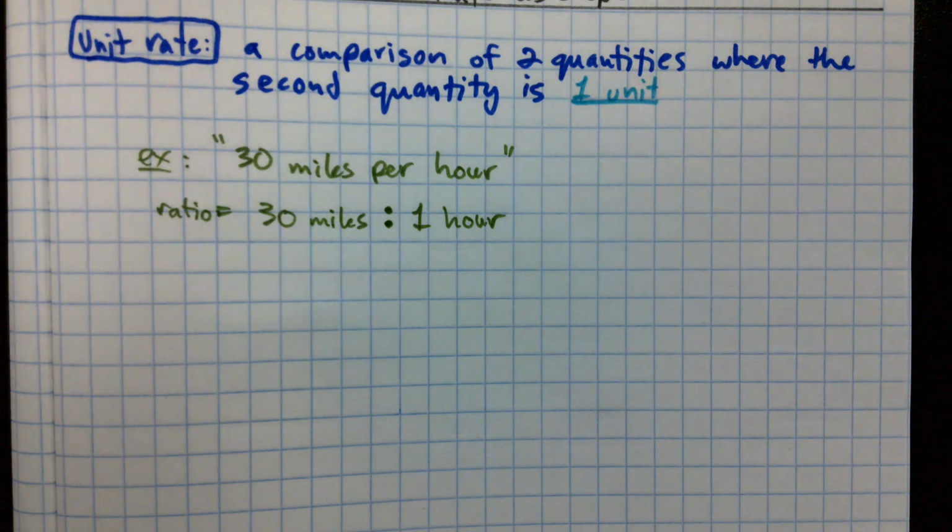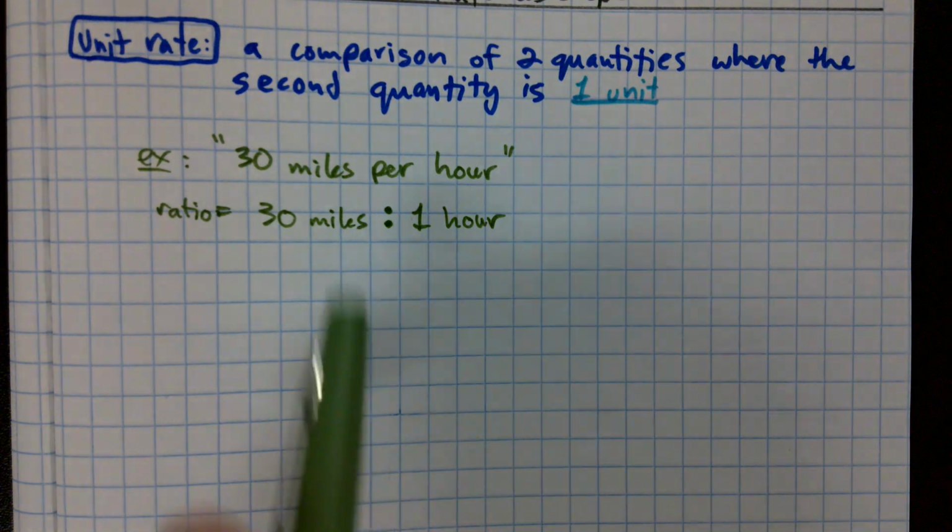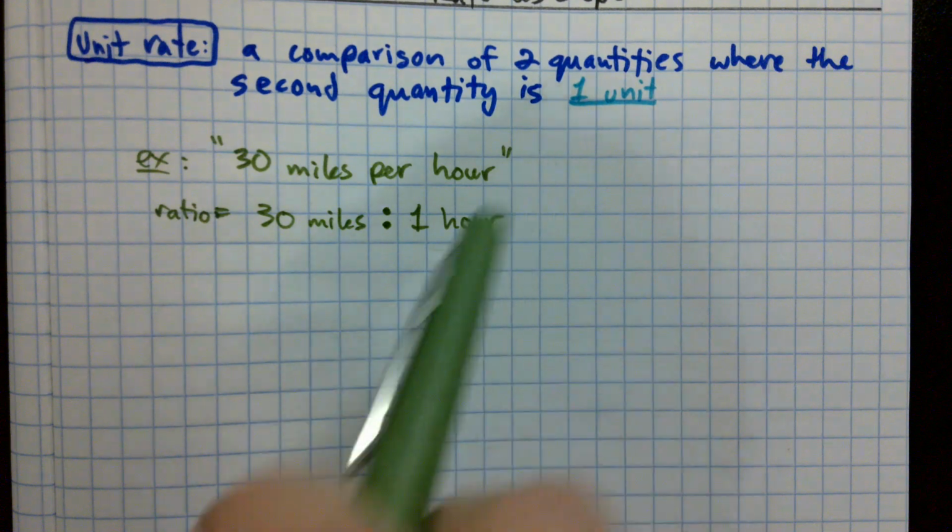Now, if I said I was driving 60 miles every 2 hours, would that be a unit rate, you think? No, because I'm using 2 hours. My second quantity in that case would not be 1.